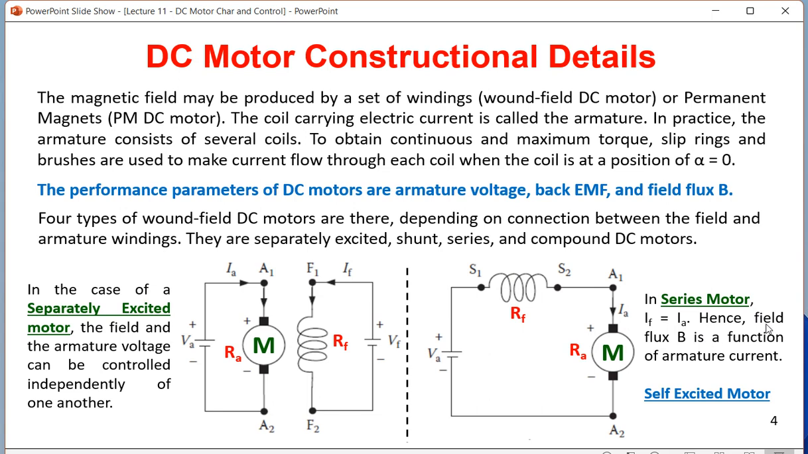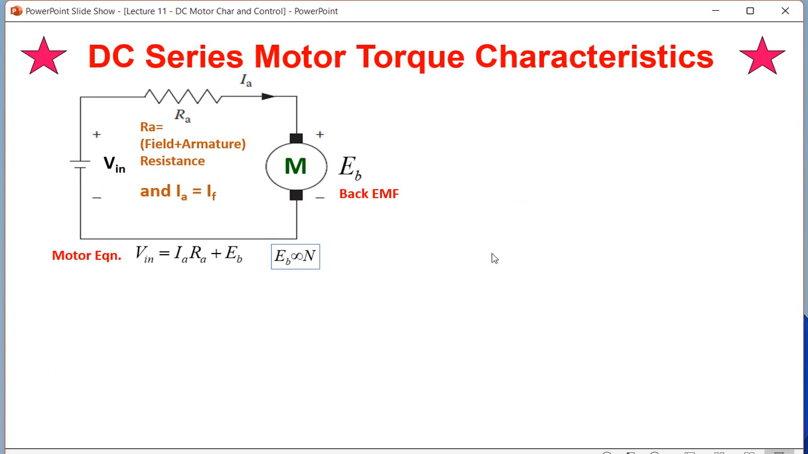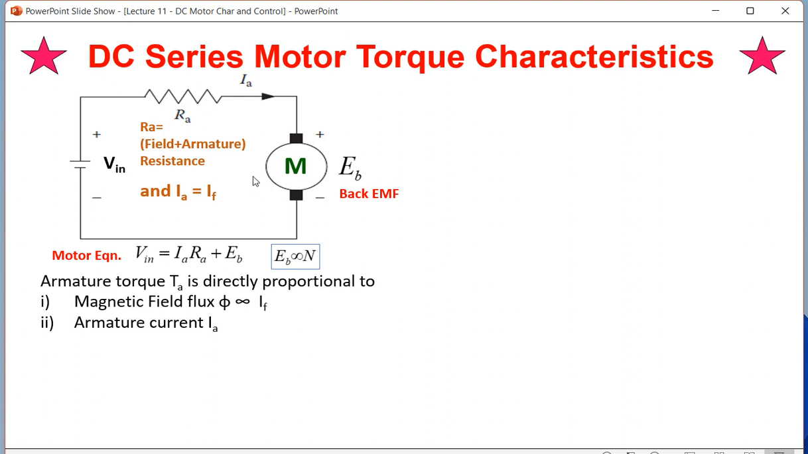Hence the field flux B is a function of armature current. So whatever is the flux density B, that is proportional to IF, the field current, and here IF is equal to IA. So for a DC series motor, B is proportional to IA. That is what they are saying, that the flux density produced inside the motor is directly proportional to armature current. This is a very important thing, so you can write it down, that why the DC motor is producing very high starting torque.